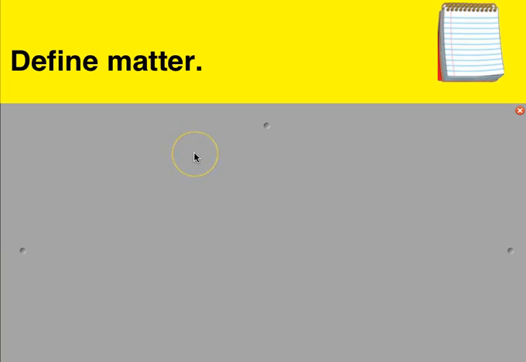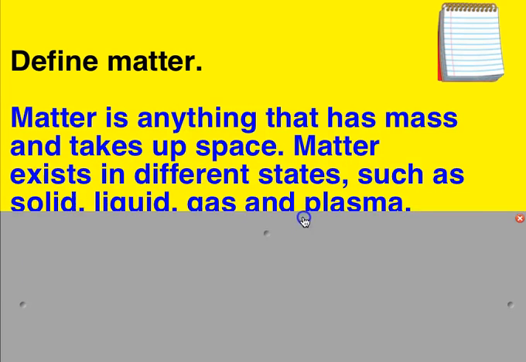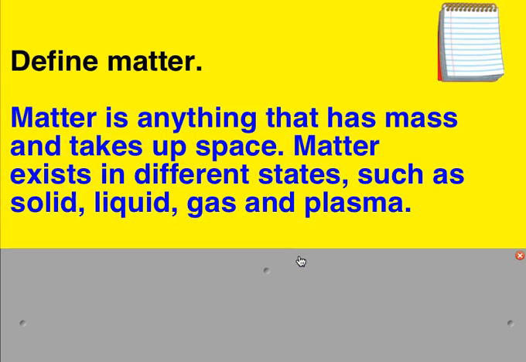Now, first of all, let's talk about matter. What is matter? Do you know a definition of matter? Do you know what matter is? Well, our definition we're going to use is matter is anything that has mass and takes up space. So matter exists in different states such as solids, liquids, gas, and plasma.